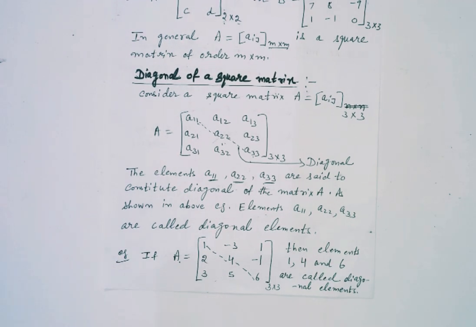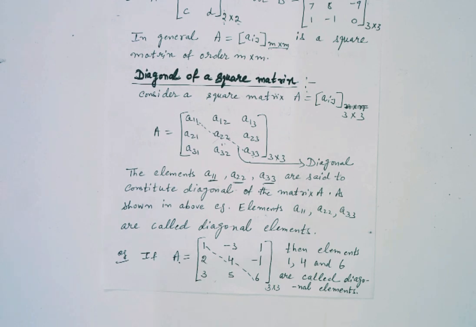Now the next thing I want to make clear is that we consider the diagonal only in a square matrix. If the matrix is not square, we are not going to talk about the diagonal of that matrix. So I hope, students, I have made myself clear.